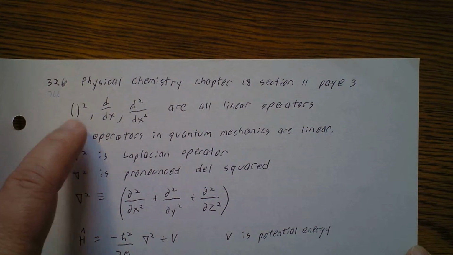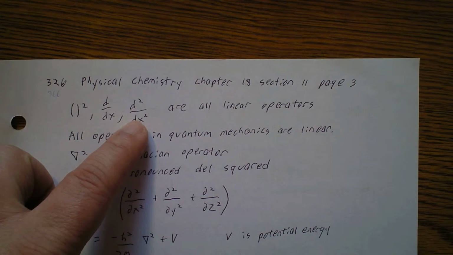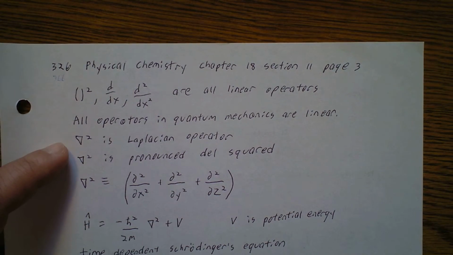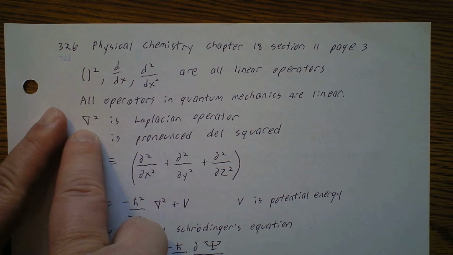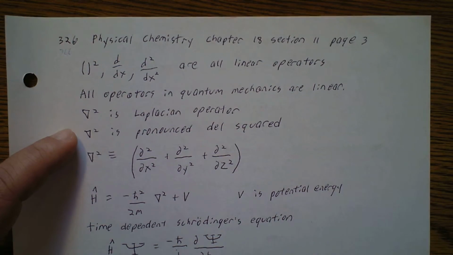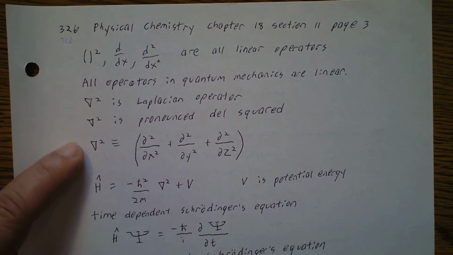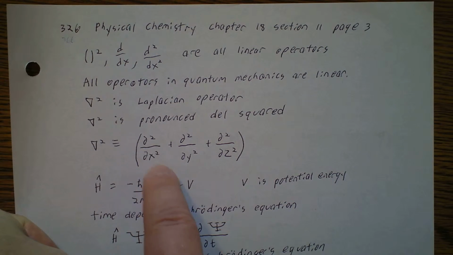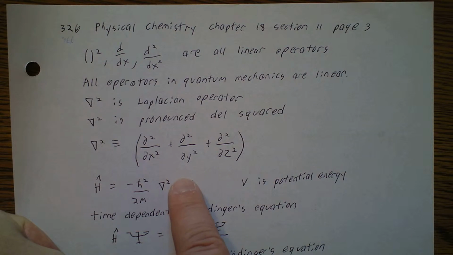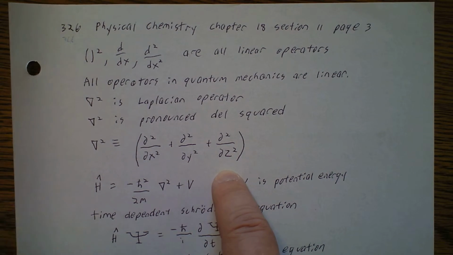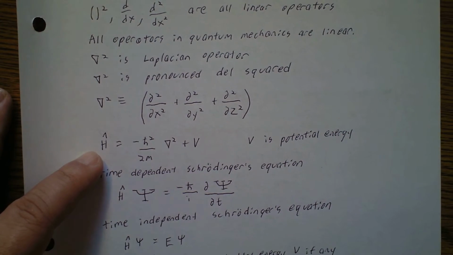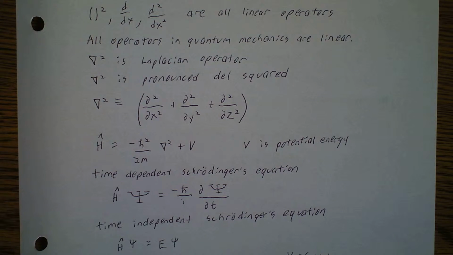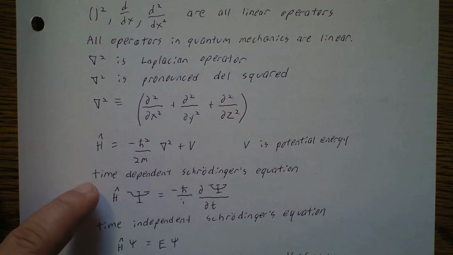Now, taking something squared, or the first derivative, the second derivative, those are all linear operators. All operators in quantum mechanics are linear. Now this del squared, that's called the Laplacian operator. Obviously it's pronounced del squared. Del squared is defined as the second derivative with respect to x, that's partial derivative obviously, plus the second derivative with respect to y, plus the second derivative with respect to z. So the Hamiltonian can be written as minus h bar squared over 2m times del squared plus V, where V is the potential energy.